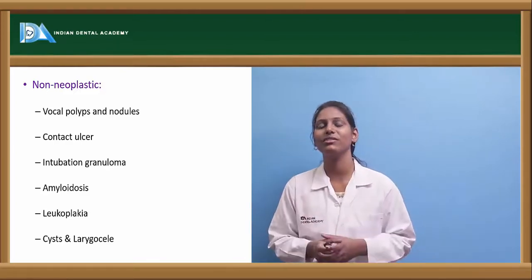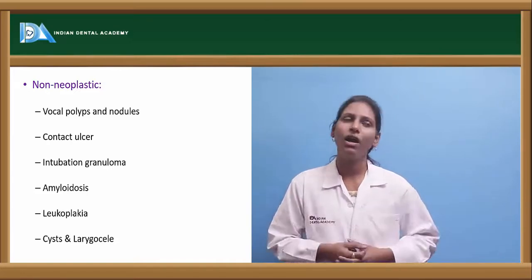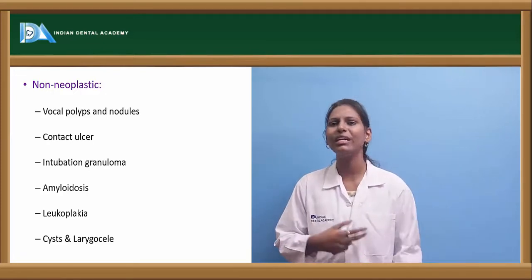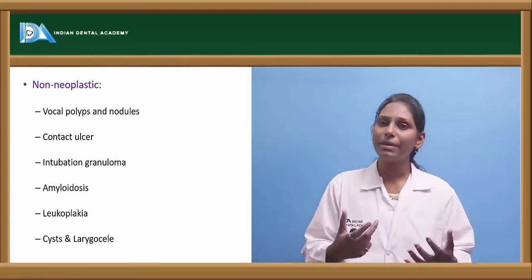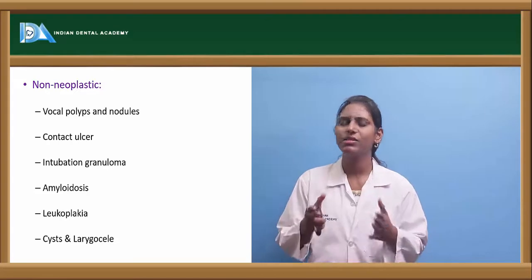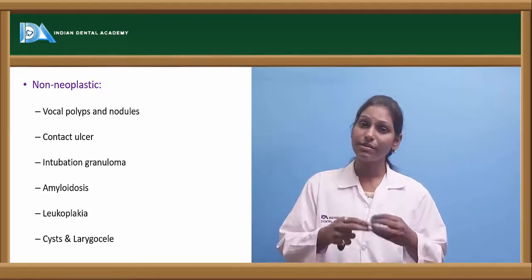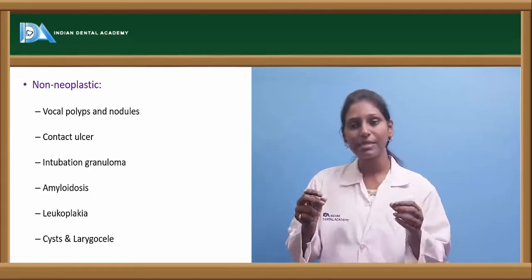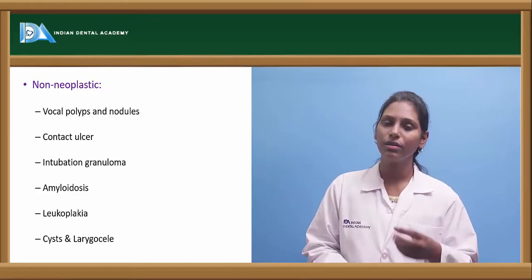Why screamers' nodules? It is because some patients have this habit of screaming loudly, or the vendors who sell things on the streets, they scream, they shout loudly. Because of that, we see these vocal nodules, and this is also because of misuse of the vocal cords. They are symmetrical in nature, symmetrically present at the free edge of the vocal cord, and this could be because of vocal cord trauma.